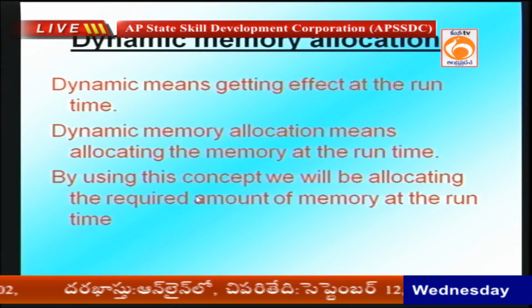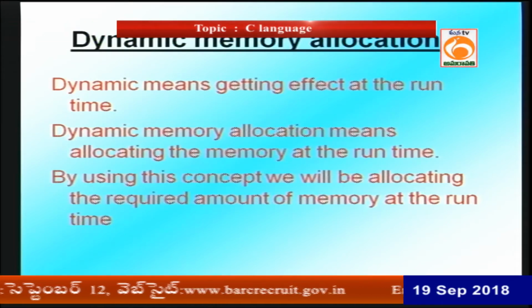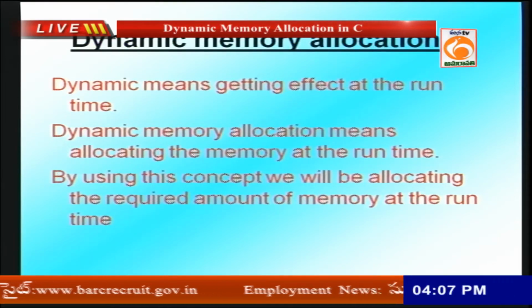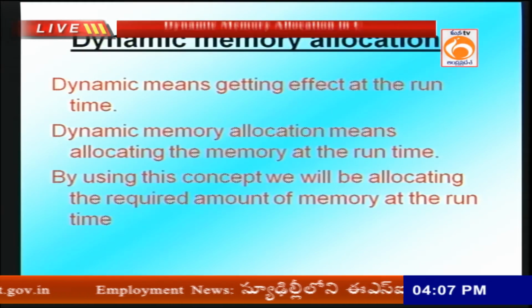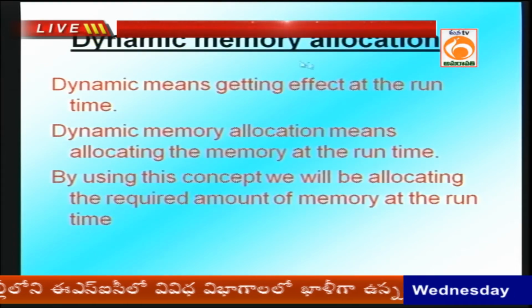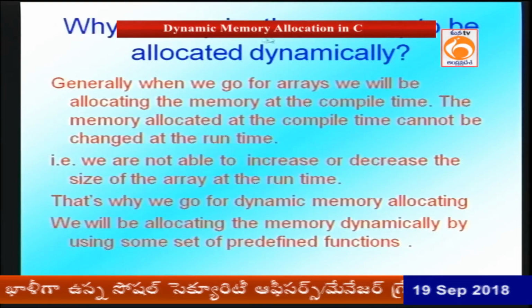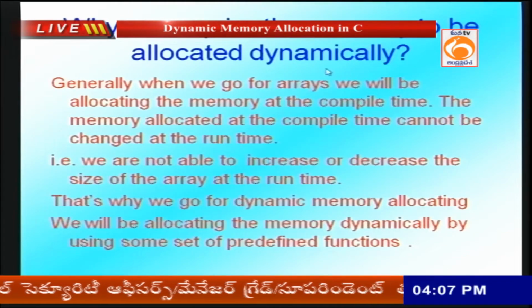That means at design time, you have no idea how much size you require. At design time, the size is unknown. At runtime, you can decide how much memory you require. That is possible with the help of dynamic memory allocation. Why do we require dynamic memory allocation?